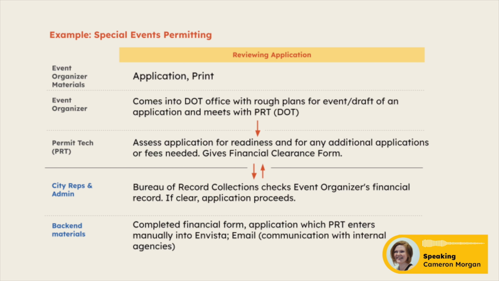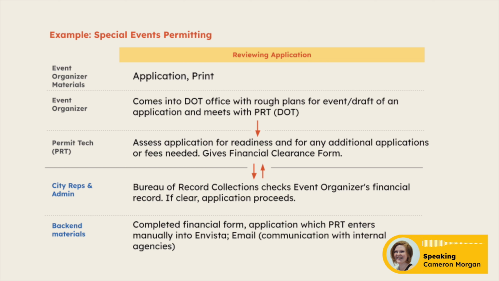And what's going on in the back end is that the Bureau of Records and Collection is checking our event organizers' financial standing and financial record to make sure that they can pay back how much this event is going to cost, right? And if that's clear, then the application can proceed, right? So this is a back end step that's really dictating the rest of that process, but you wouldn't necessarily see it if you were just looking at those initial interactions.